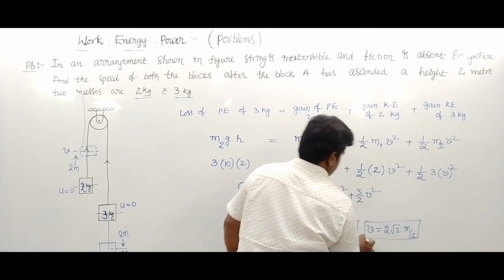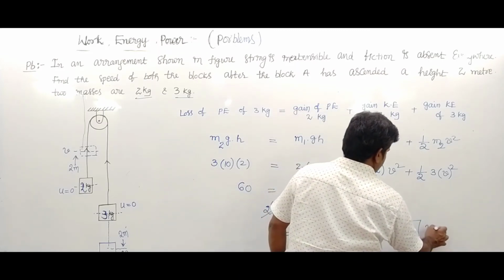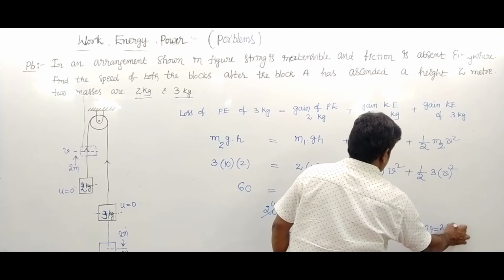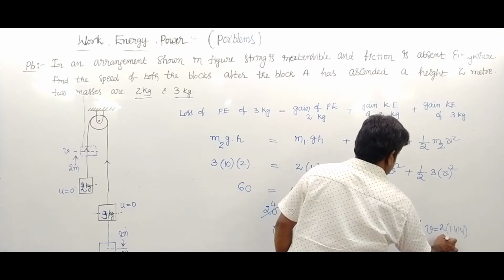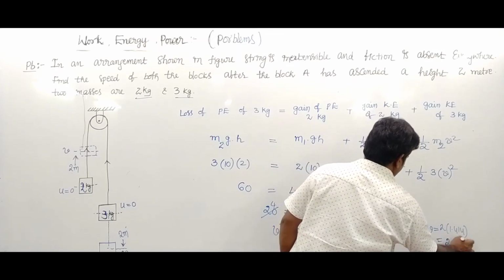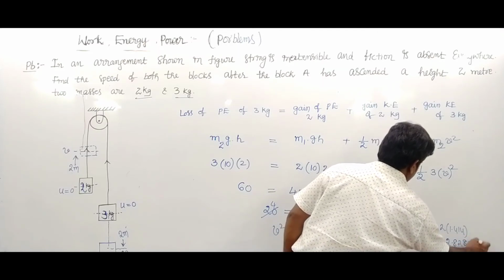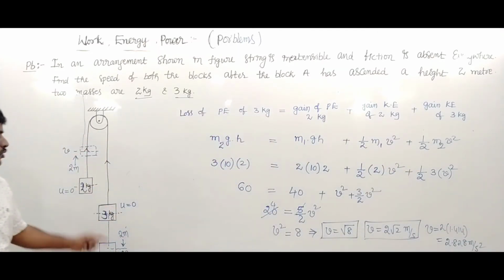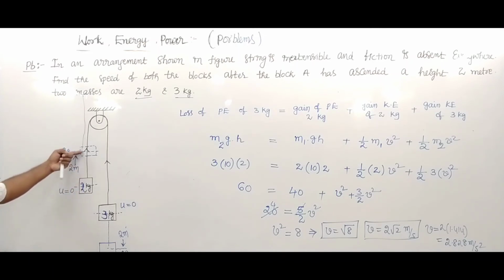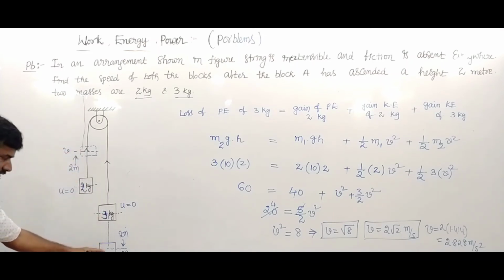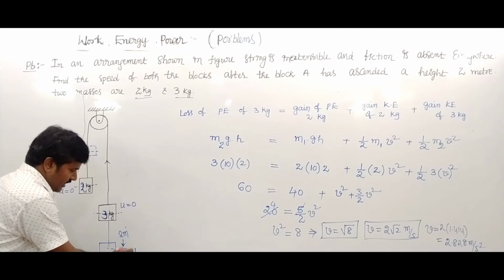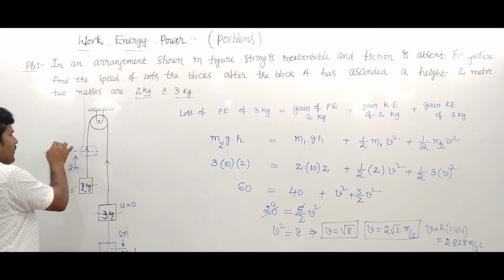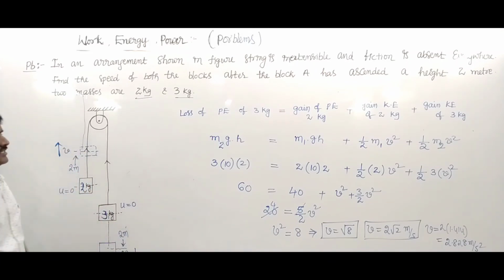Its value is 1.2 into 1.414, this is the velocity, 2.828 meter per second. This is the velocity gained by the two bodies. How much velocity is this body getting? This body gets the same velocity. This one is in the downward direction, this one is in the upward direction. This is the velocity, using conservation of energy.